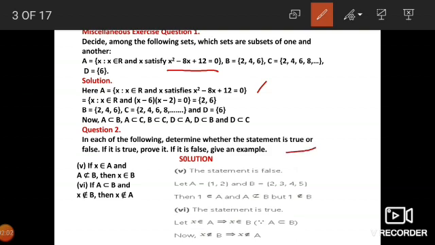If the statement is true, you have to prove it, and if the statement is false, you have to give an example. Now, if x belongs to A and A is not a subset of B, then x belongs to B. See, if it is not a subset, it cannot belong to B, is it? So that statement is false.